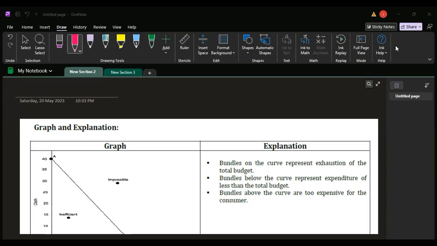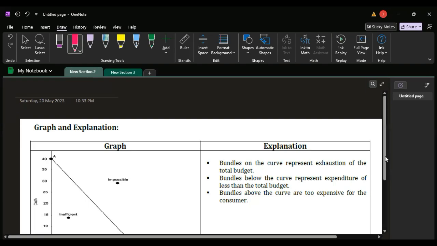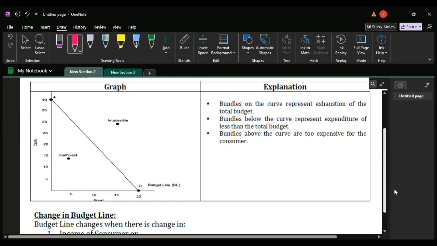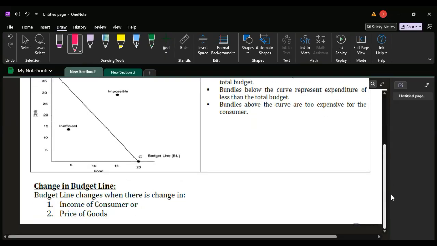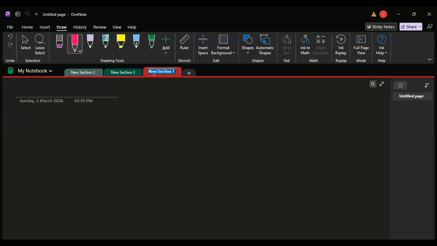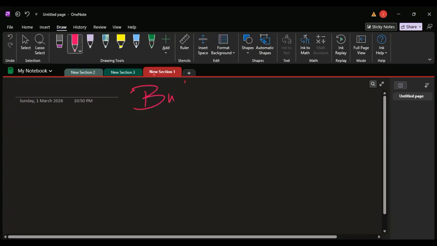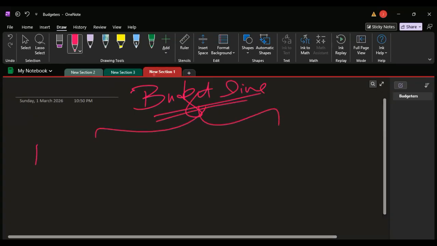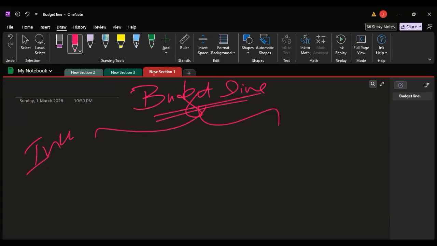So in this class we are going to study what the effects on the budget line are if the income of the consumer changes or the price of the product changes. Let's study. Change in budget line is made due to two reasons. First one is the income of the consumer changes.